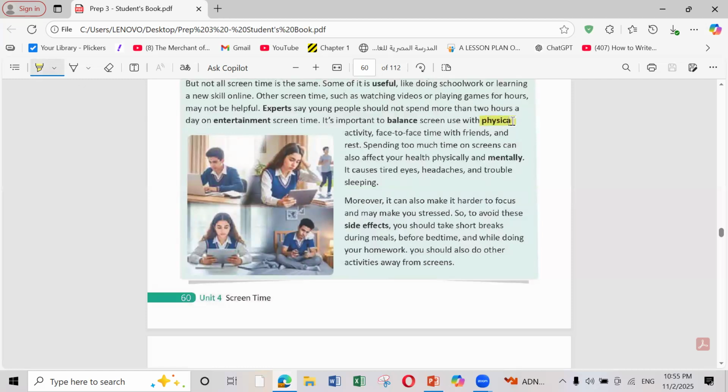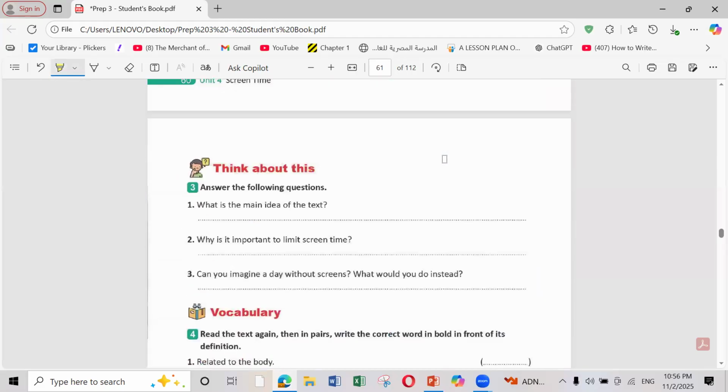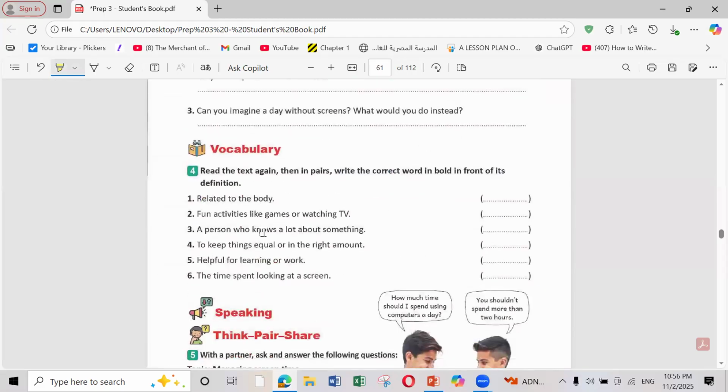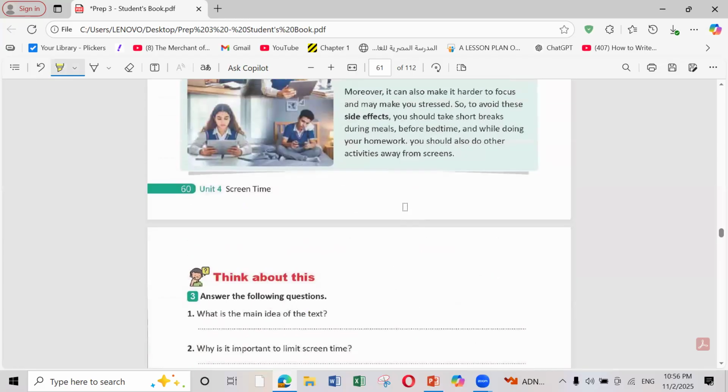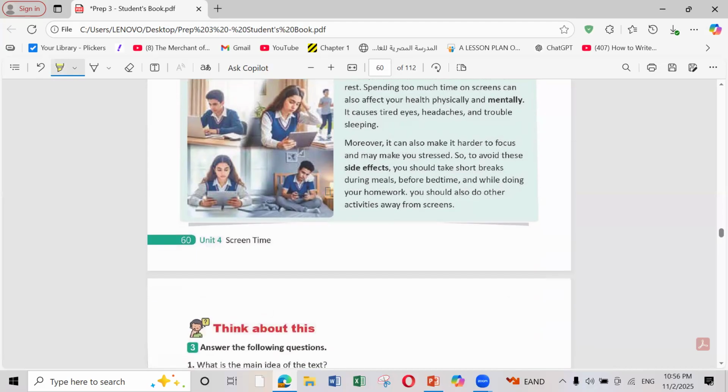Look at this one. So this will be the answer for number 1. Okay, we highlighted it. The second one here, a person who knows a lot about something. Which one? We read it here in the second paragraph. As you see, it's experts. So the second answer here will be experts or expert. Experts is the plural of expert, the man or someone who has great knowledge, or as we defined it in the PowerPoint before.